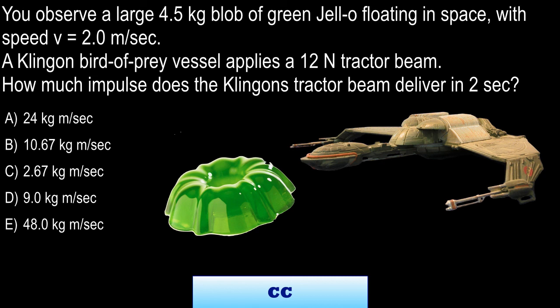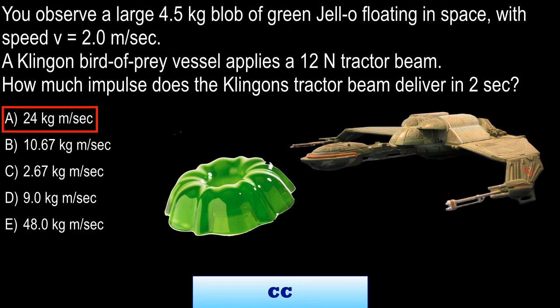285. Tractor beam of 12 newtons. Delta T of 2 seconds. Let's see what you guys voted for. Yeah, so if you didn't answer 24, you better make a note of it. Just look for F and the interaction time, the force and the interaction time, if you're trying to figure out the impulse.